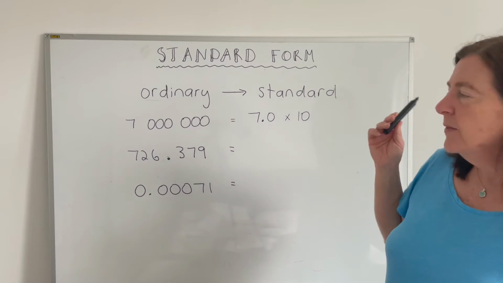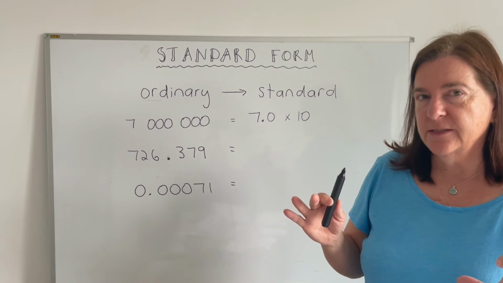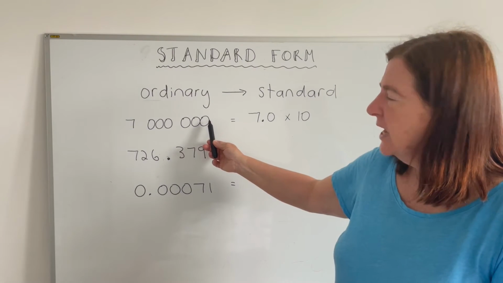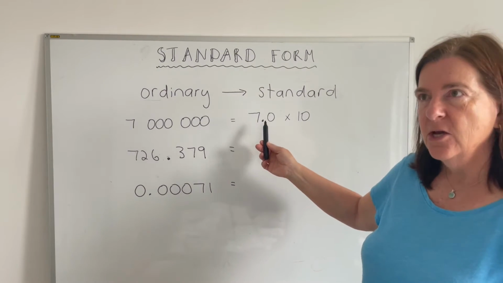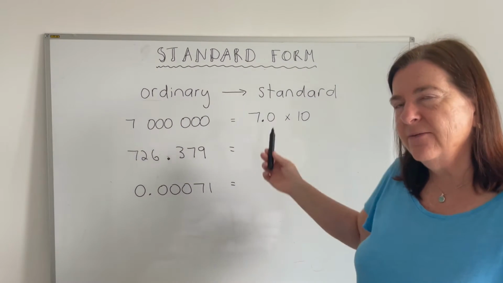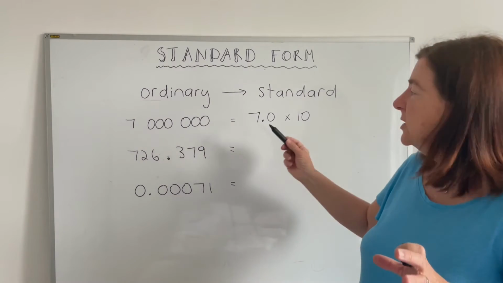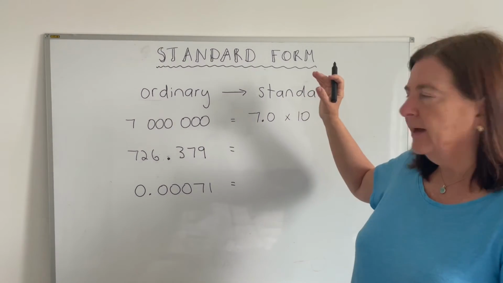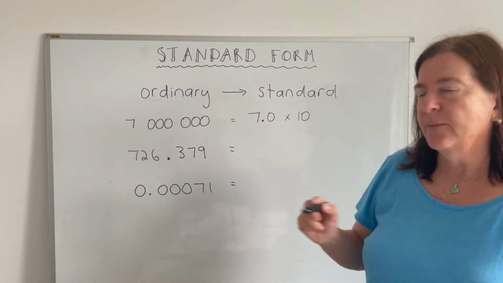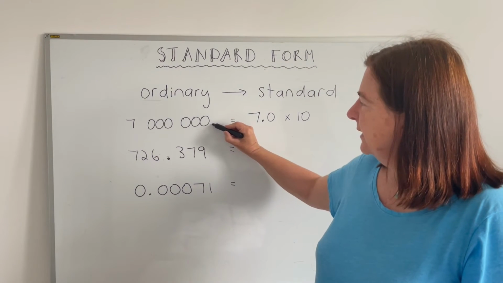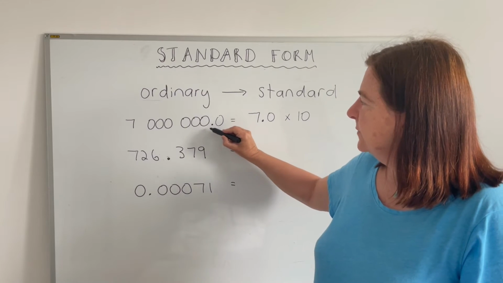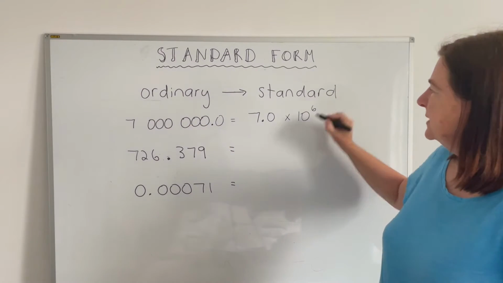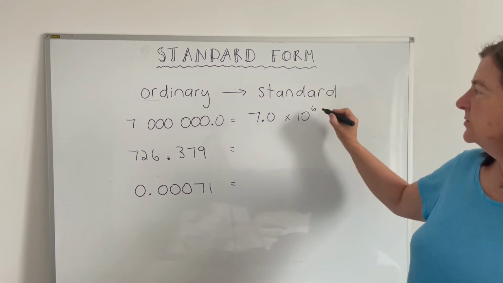So now the best way that I always find to do it is, what we do is we think, okay, this number is 7 million and I've changed it to 7. So I've changed 7 million to 7. So I've made it a lot smaller. So if I make it a lot smaller, the index must be positive. It must become bigger. So how many places have I moved the comma? Originally it would have been here. So that's going to be 1, 2, 3, 4, 5, 6. So that is going to be 7.0 times 10 to the 6.